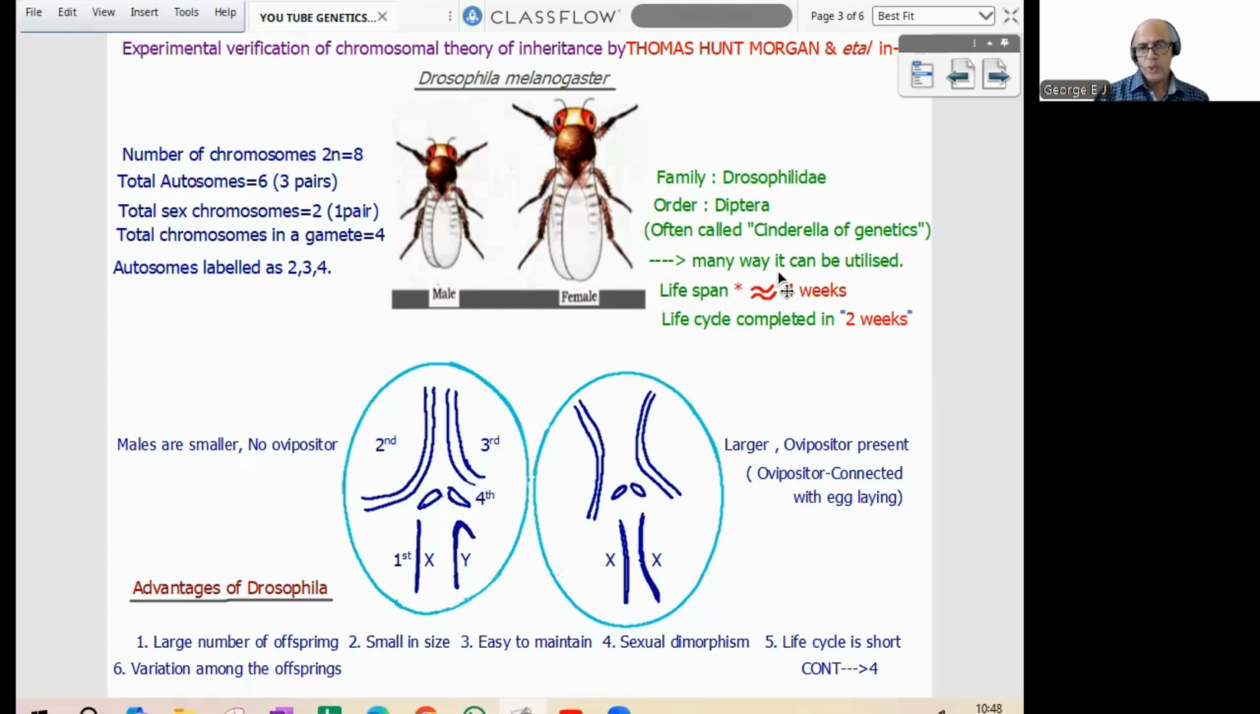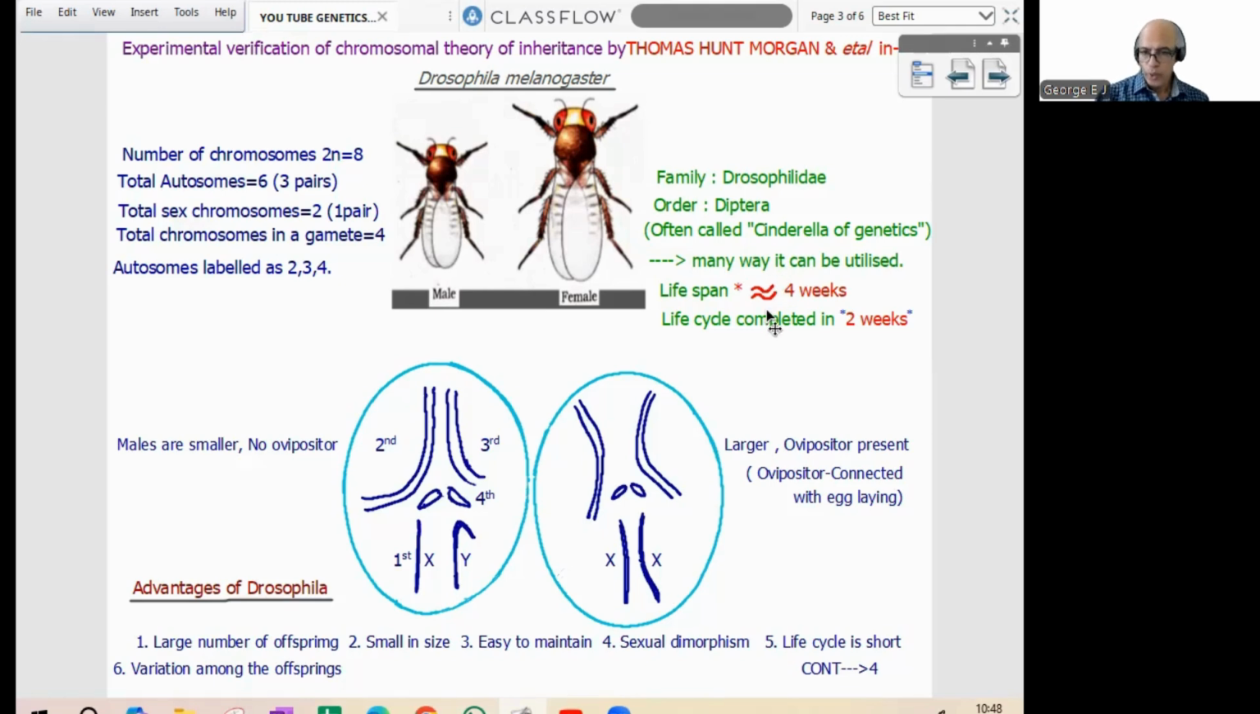Now regarding Drosophila: family Drosophilidae, order Diptera. Drosophila is often called the Cinderella of genetics. Neurospora is a fungus widely used in genetics, the Drosophila of the plant kingdom. Another fungus is called the guinea pig of the plant kingdom. In the same manner, Drosophila is called the Cinderella of genetics because in many ways we can utilize this Drosophila in experiments.